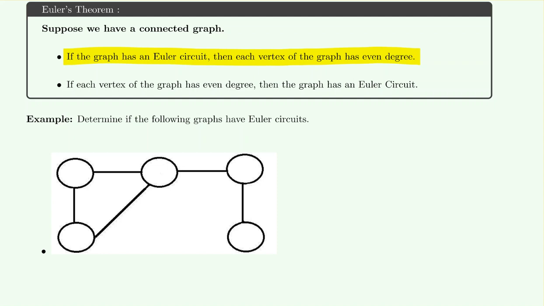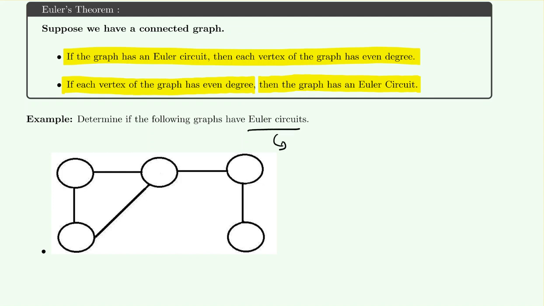And then we also have the reverse of that. If you know each vertex of the graph has an even degree, then you're guaranteed it has an Euler circuit. So by counting the degrees of each vertex and seeing if they are all even, we can know whether a graph has an Euler circuit or not. Consider this graph. So we've got a vertex here, here, here, here, and the connecting edges. And we are asked, does it have an Euler circuit?